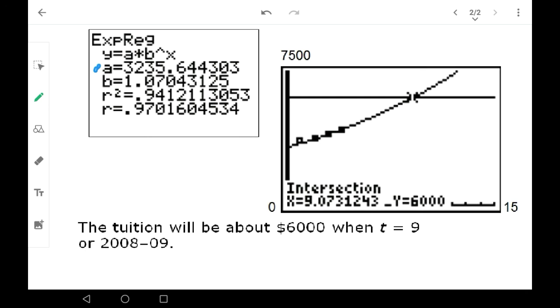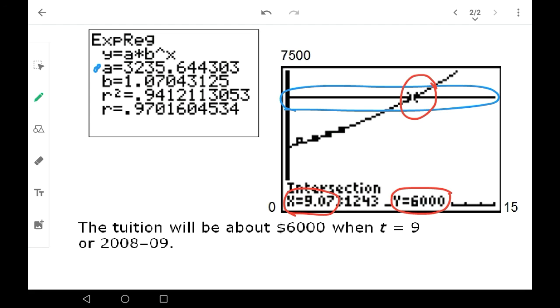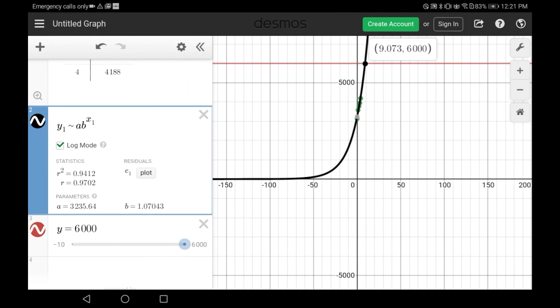And here on this graph, you can see that this one is my horizontal line at 6,000, and there you have the intersection. So this intersection here tells me when the tuition will be $6,000. It will be after 9.07 years. So approximately that's the value that I have. So in 2008, the tuition will reach the $6,000. That's the correct way, guys. You use exponential regression, and that's it for this tutorial.